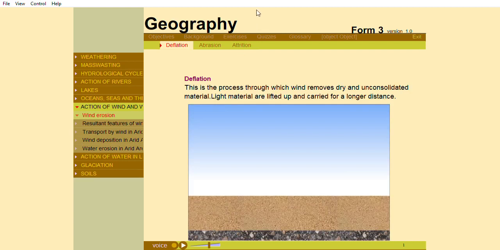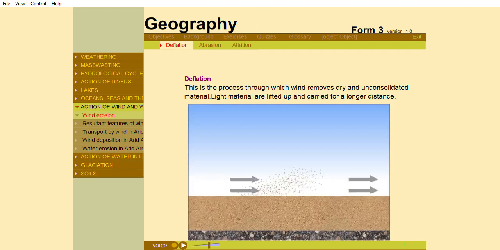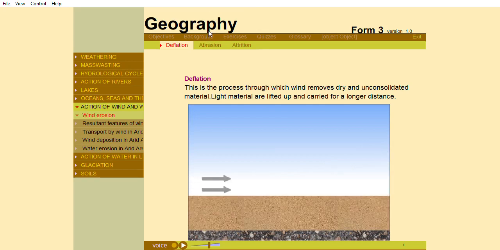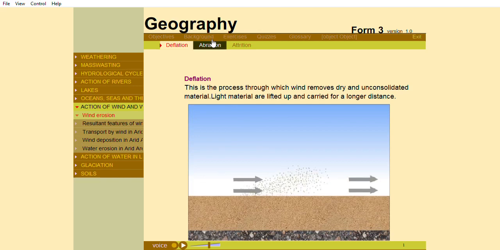Deflation. This is the erosive process through which wind removes dry and unconsolidated material. Light materials are lifted up and carried for a longer distance. The power of wind to remove the material depends on the speed and weight of the materials picked up and blown away.